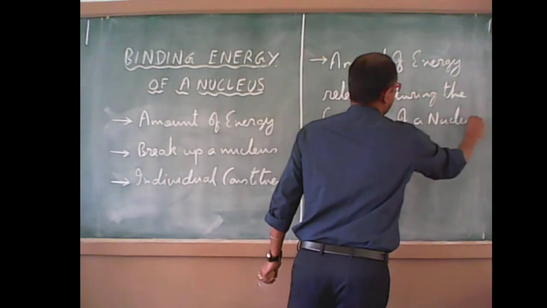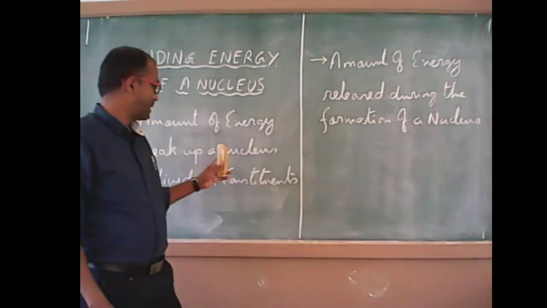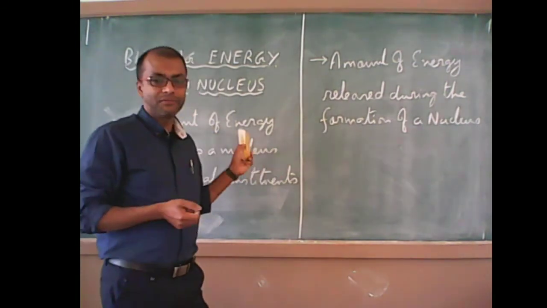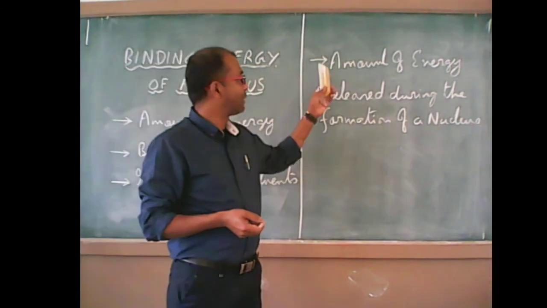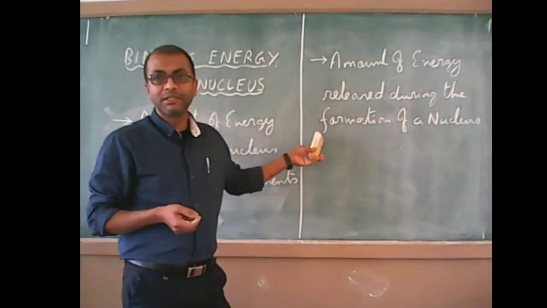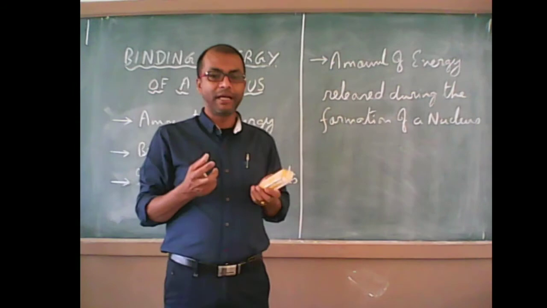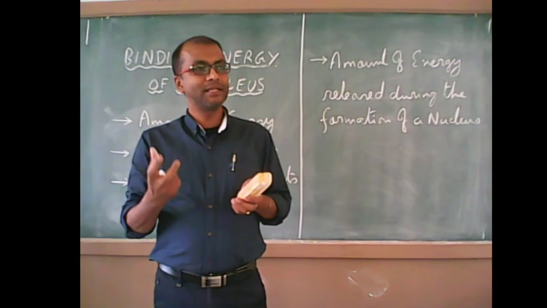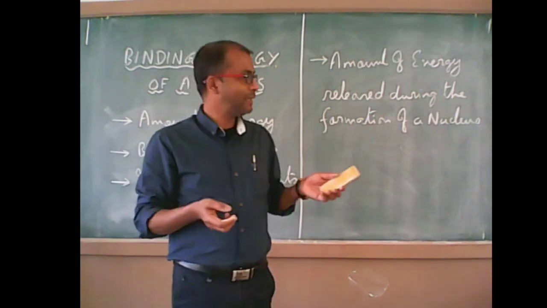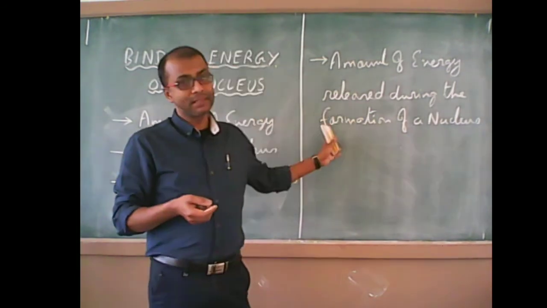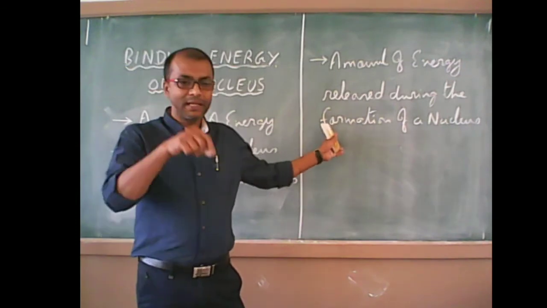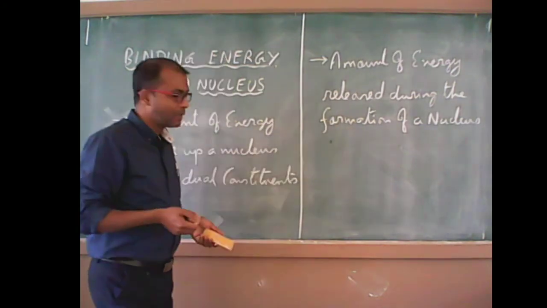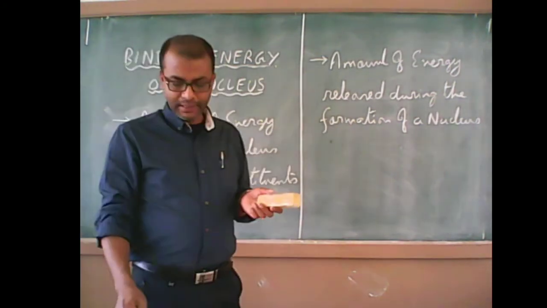So these are two alternative definitions. One is the amount of energy needed to be supplied to a nucleus to break it up into each of its individual constituents, or in other words, the amount of energy released during the formation of a nucleus. So if I form a nucleus from its constituents and a certain amount of energy is released, the nucleus becomes stable, a stable entity. To break that nucleus into its individual constituents, I'll have to supply the same amount of energy to break it up again. So these two values are equivalent, they are equal.